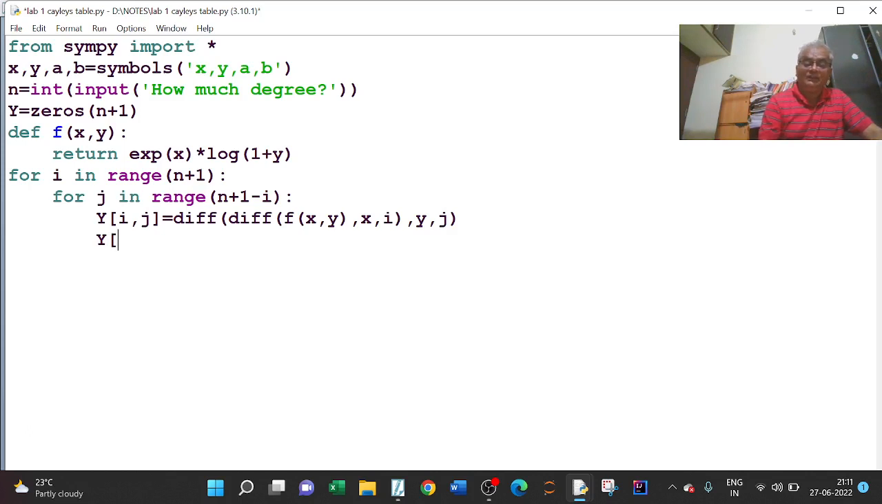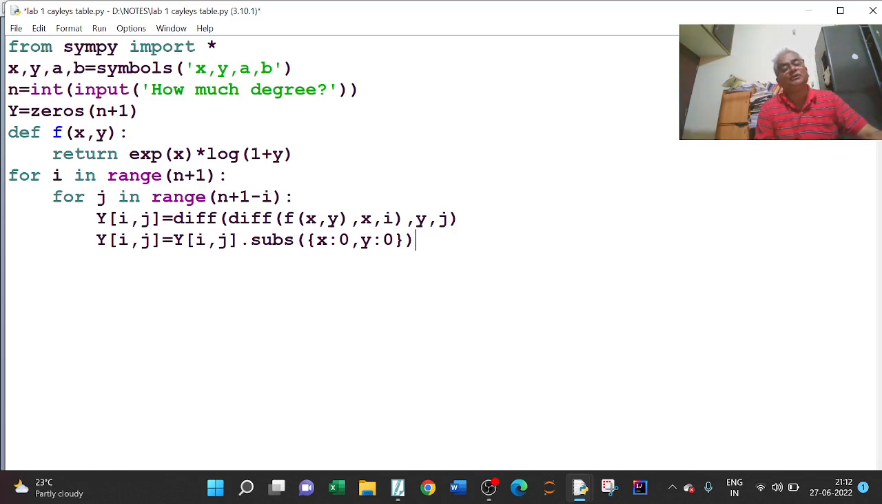So that is Y i comma j equals Y i comma j dot substitute, open bracket, open flower bracket, x colon 0, comma y colon 0, flower bracket close and parenthesis close. That means first we find the derivatives and keep them in the names Y 0 0, Y 0 1, Y 0 2, Y 2 1, Y 2 3, like this, and we find those values at x equal to 0, y equal to 0. This part is to find the derivatives at x equal to 0, y equal to 0.